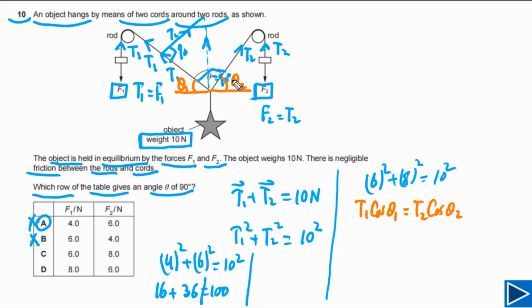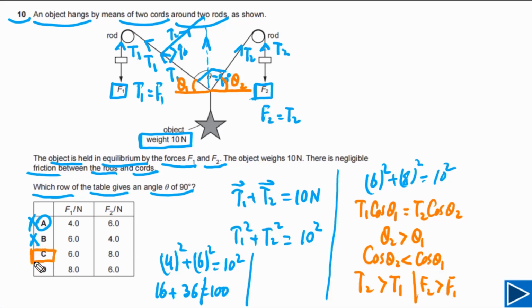But you can see from this figure, it is very clear that theta 2 is greater than theta 1. You also need to understand that if an angle is bigger, the cosine of the angle will be smaller. So the cosine of theta 2 will be smaller than the cosine of theta 1. As the cosine of theta 2 is smaller, T2 has to be greater than T1. Or simply we can say F2 has to be greater than F1. So the answer is C.